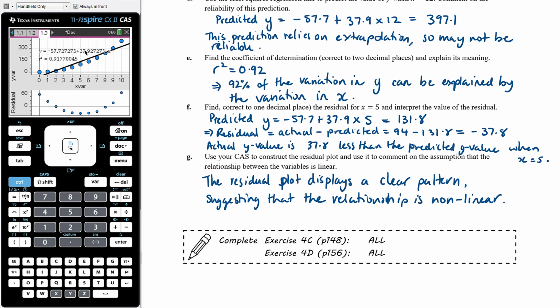Okay, and that's going to lead us nicely into our next few lessons, where we will look at, okay, if the relationship is non-linear and a linear regression wasn't the best line of best fit, what can we then do and what are our options? Okay, so the work today is the residual analysis and then combining that all together in a full regression analysis.